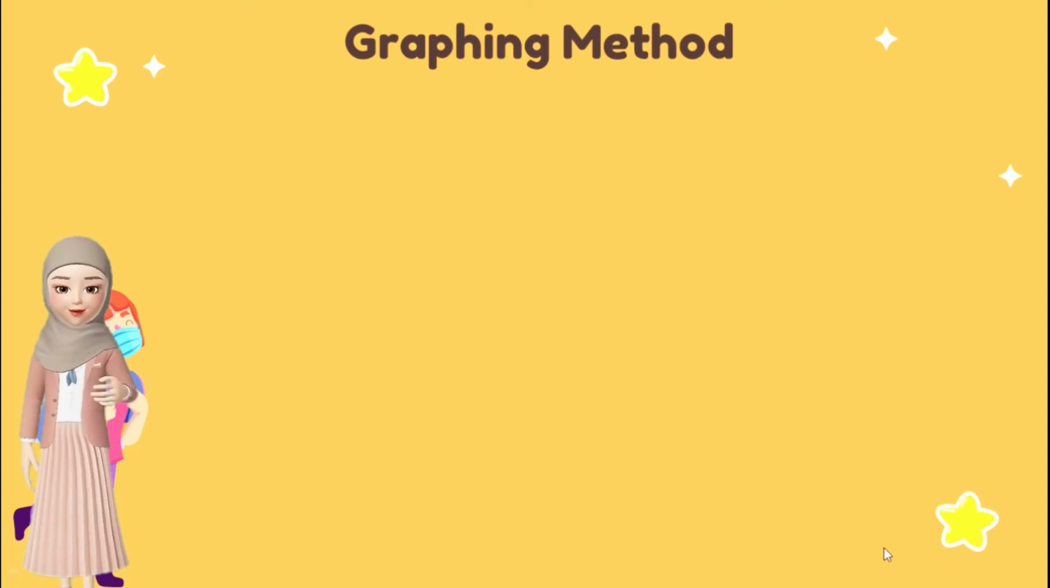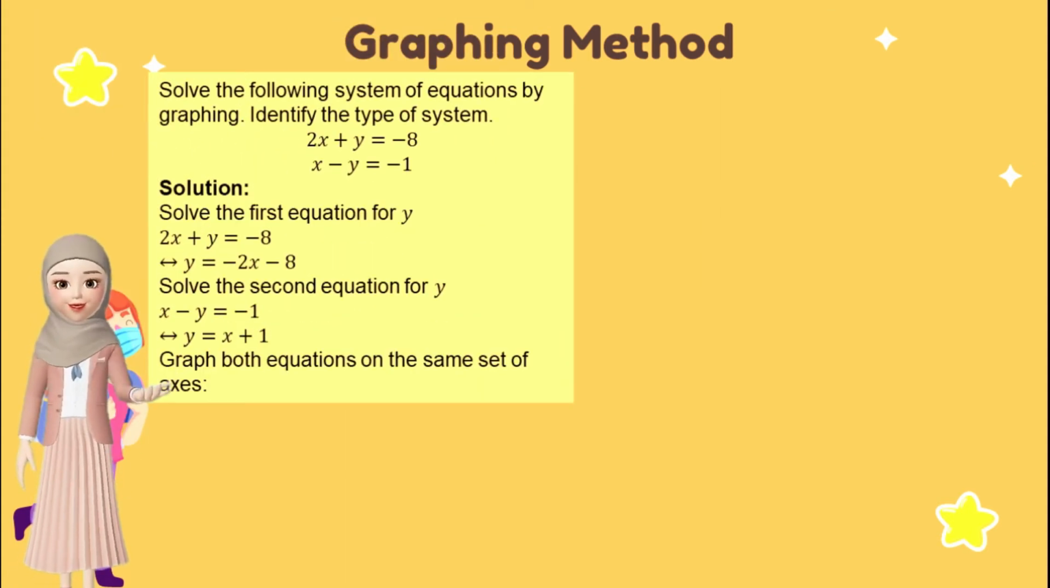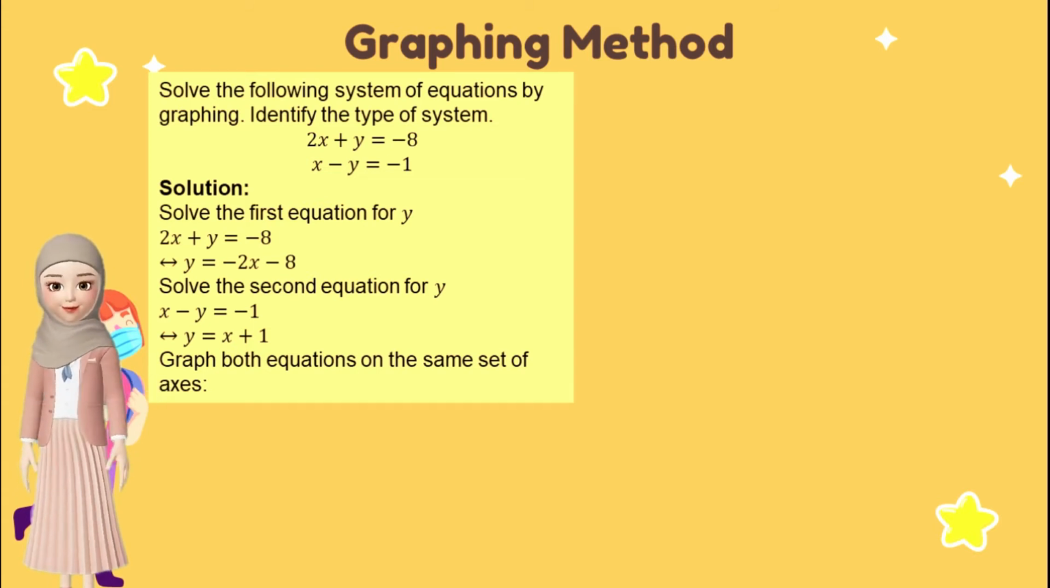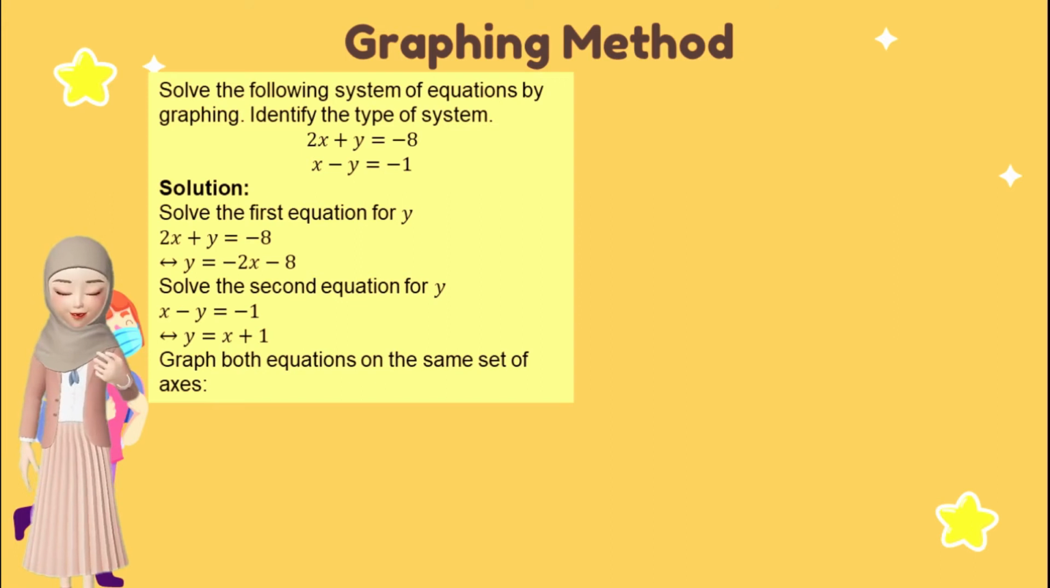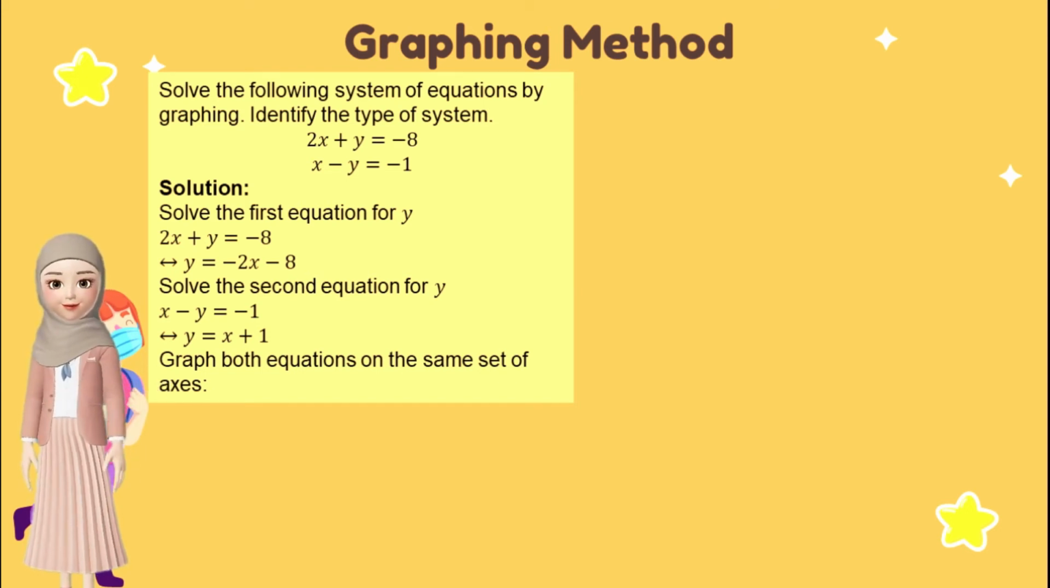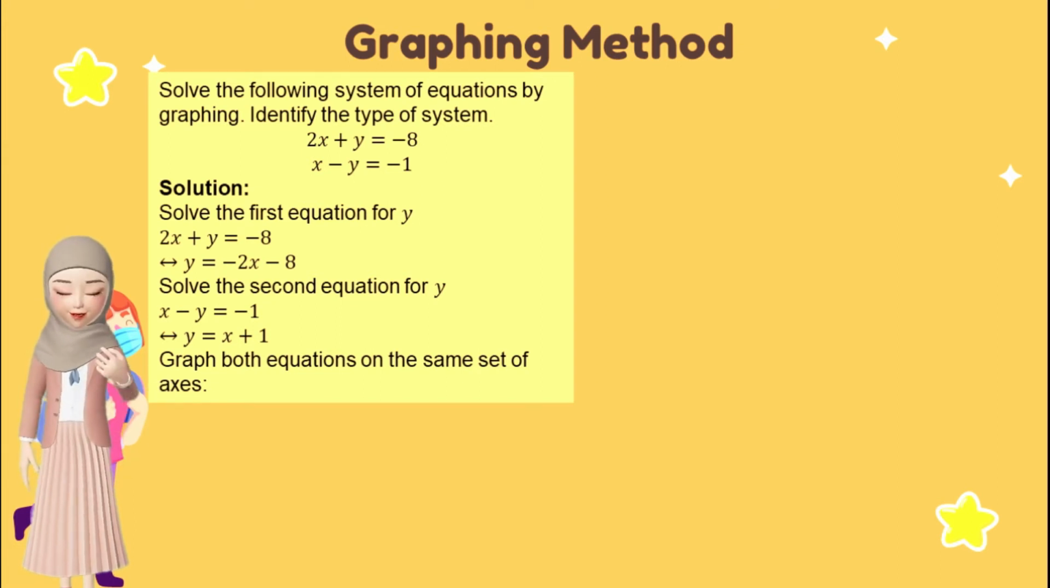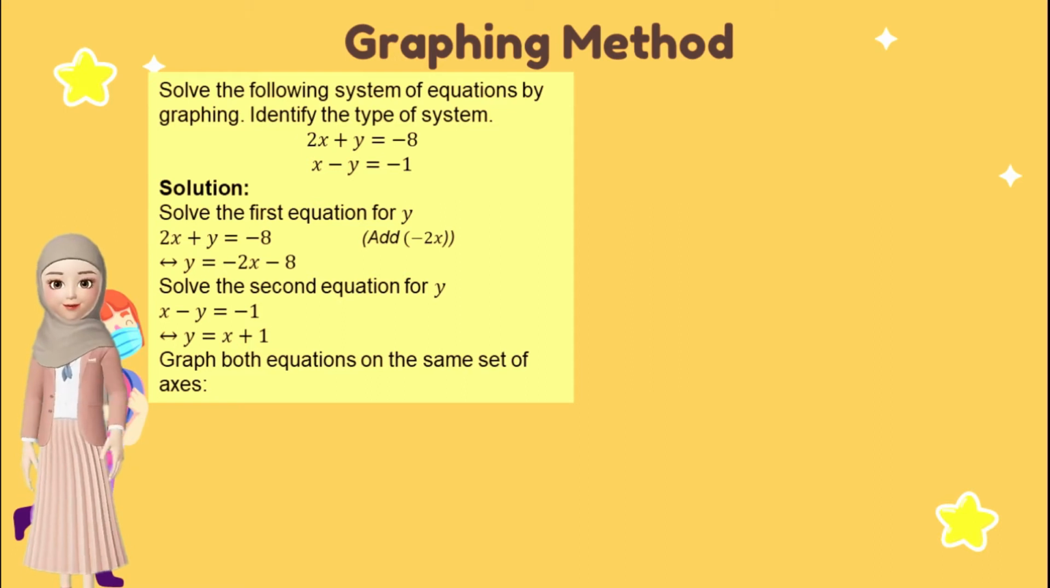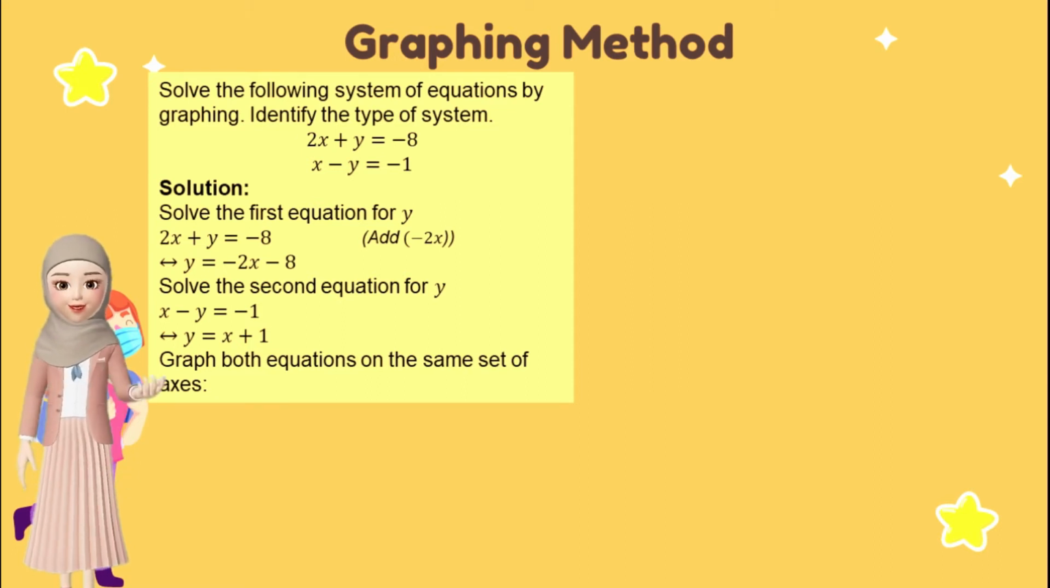Graphing method. For example, solve the following system of equations by graphing. Identify the type of system. The first equation is 2x plus y equals minus 8. The second equation is x minus y equals minus 1. Okay, solution. Solve the first equation for y. We write the equation again. 2x plus y equals minus 8. Add minus 2x to both sides, we get y equals minus 2x minus 8.